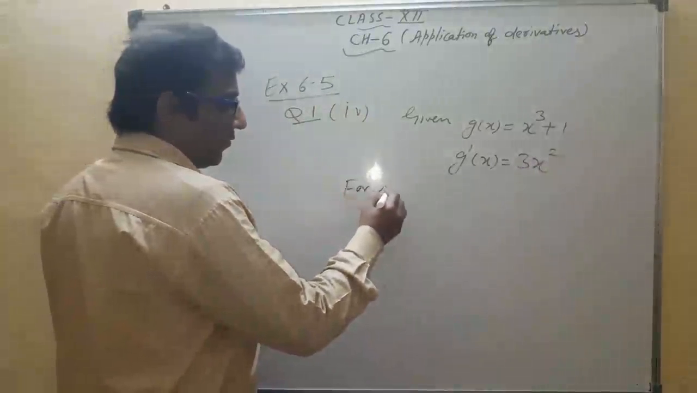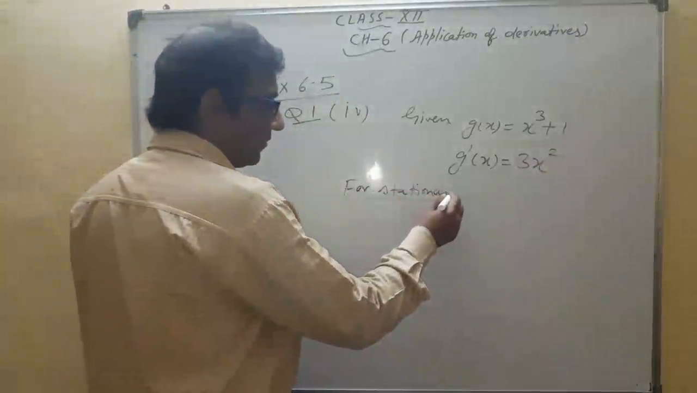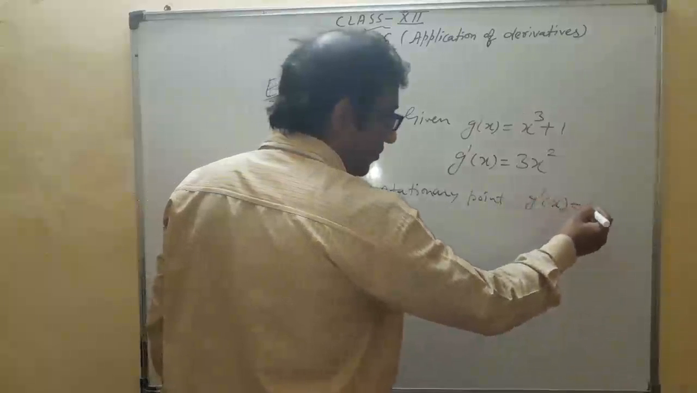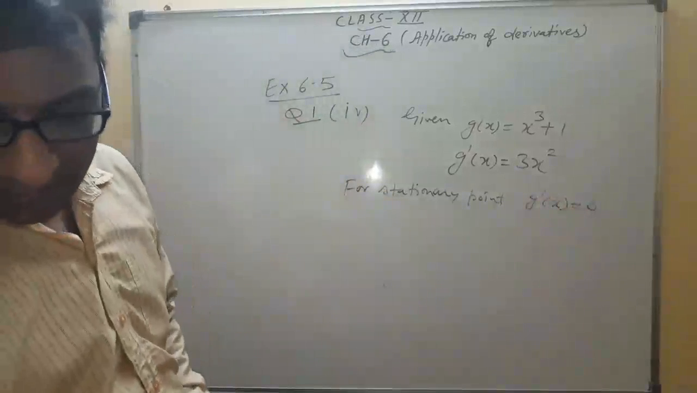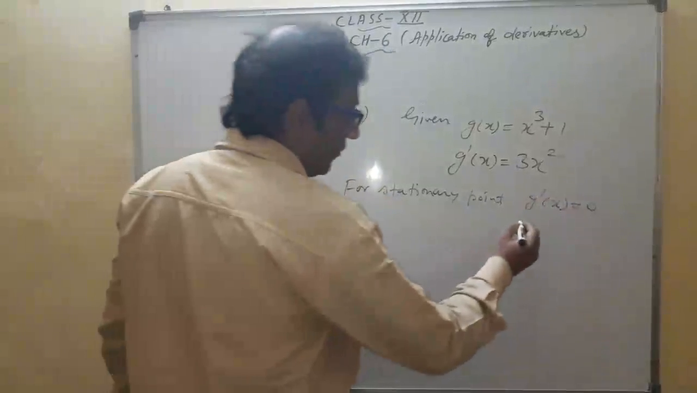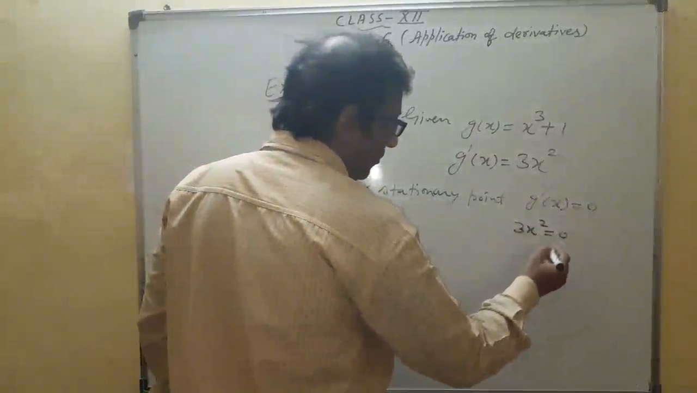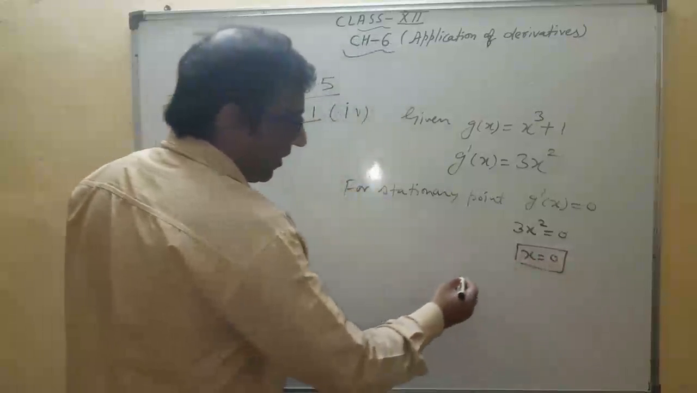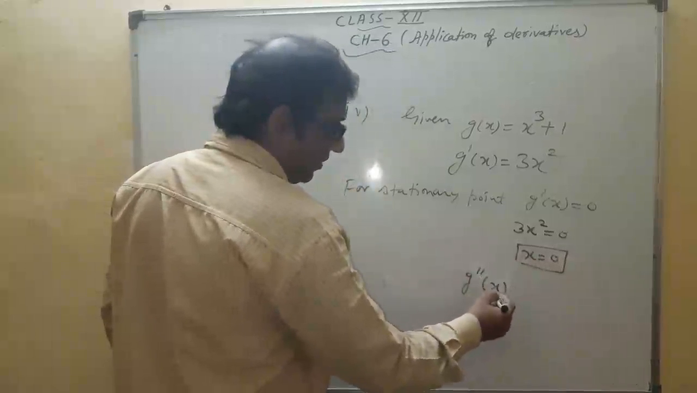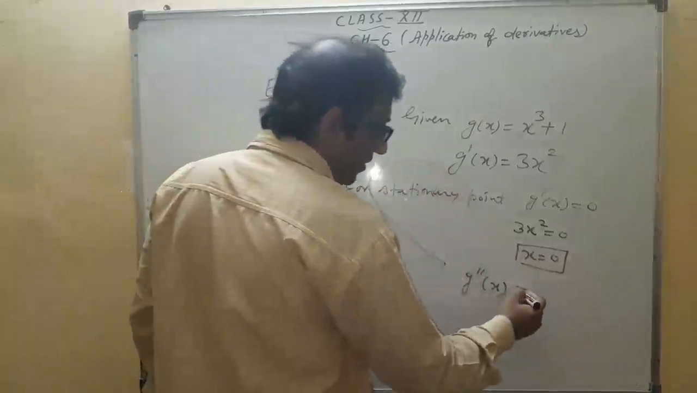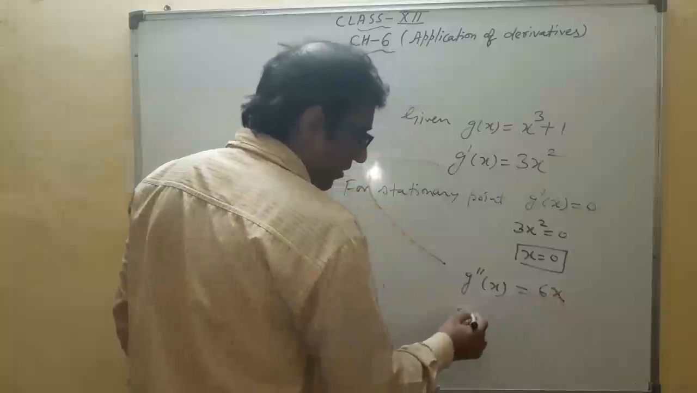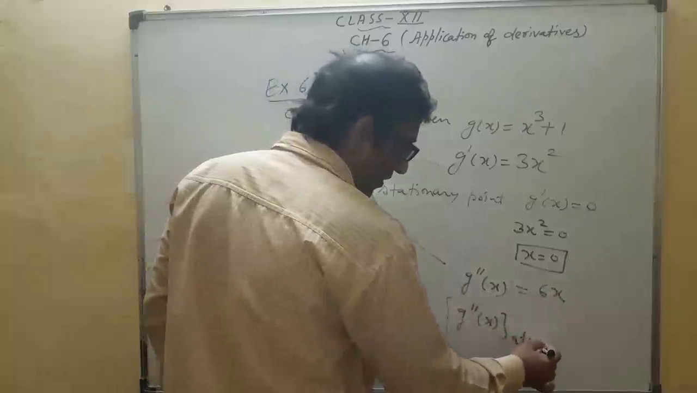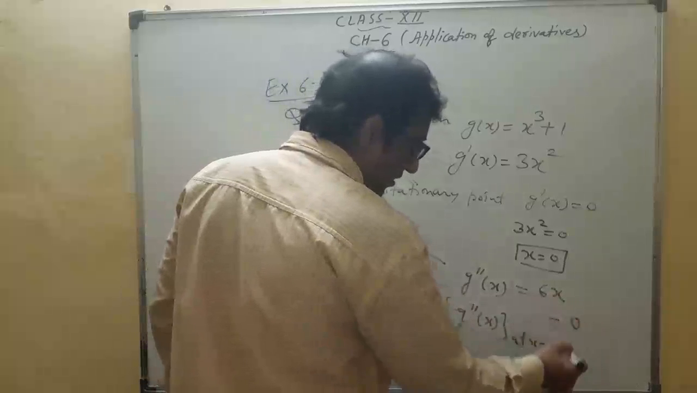So for the stationary point, as per the definition of a stationary point, we can say g dash x equals 0. Right. After that, we put the value of g dash x, that is 3x square equals 0. So we will get x equals 0. In the next step, we continue with the double differentiation, which gives 6x. At double differentiation, we will check the value at x equals 0. So we will get 0 here.